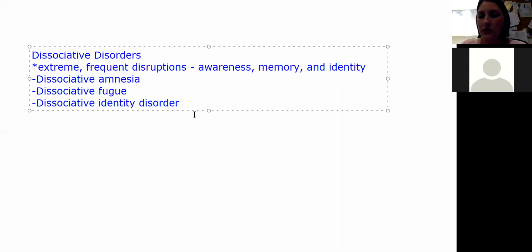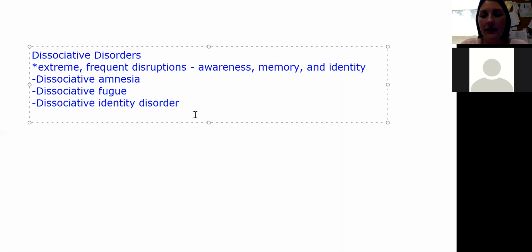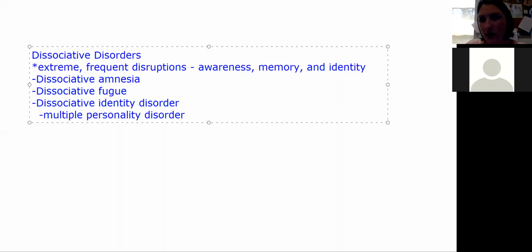Now, when it comes to dissociative identity disorder, like I said, this one might be one that you actually recognize. This is also called multiple personality disorder. A lot of people get this confused with schizophrenia, and it actually is not schizophrenia, and schizophrenia is not multiple personality disorder. Dissociative identity disorder is a condition in which you actually have multiple identities or personalities within yourself.